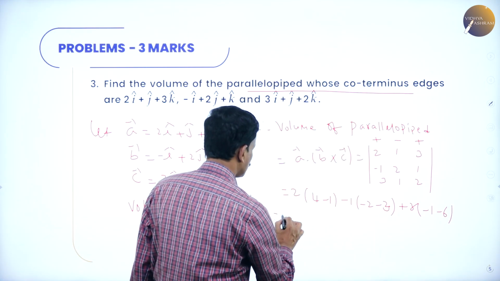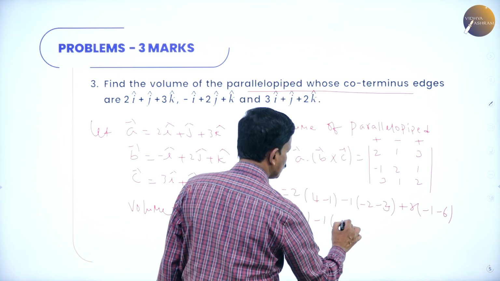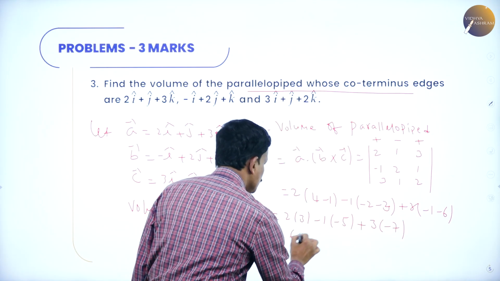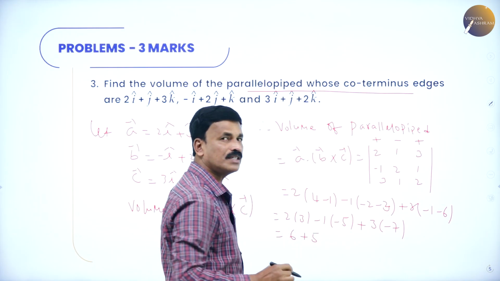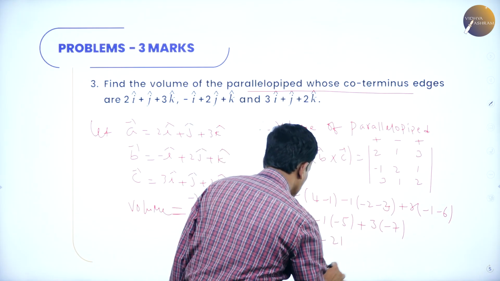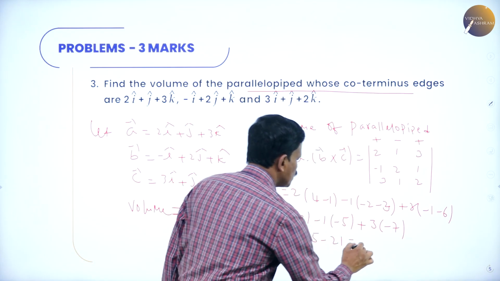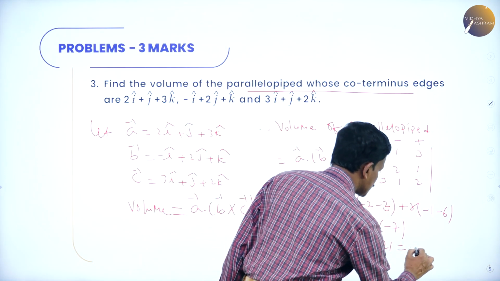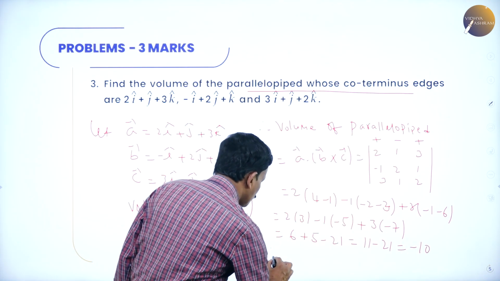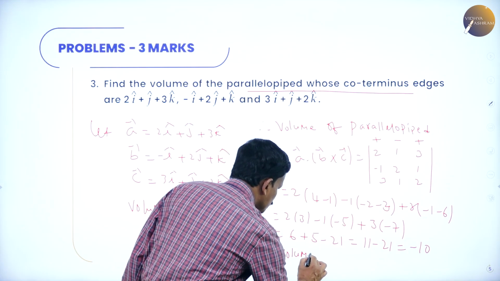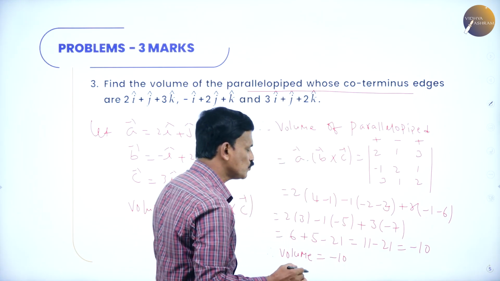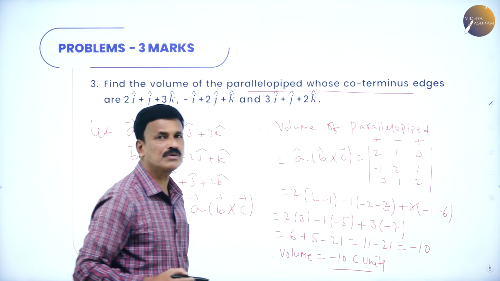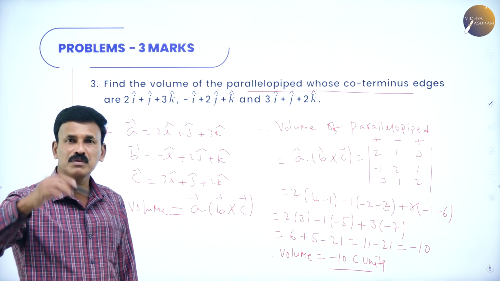6). So this is equal to 2 into 3 minus 1 into minus 5 plus 3 into minus 7. 2 threes are 6, minus into minus is plus, 1 five is 5, 7 threes are 21. So this is equal to 6 plus 5 is 11, minus 21 is equal to minus 10. The required volume of the parallelepiped is equal to minus 10 cubic units. The negative sign indicates the volume is decreasing.